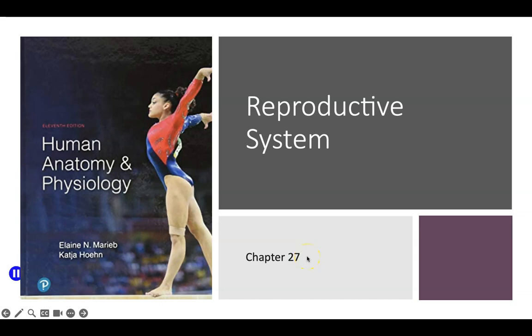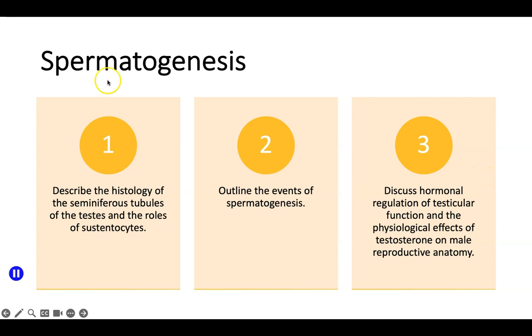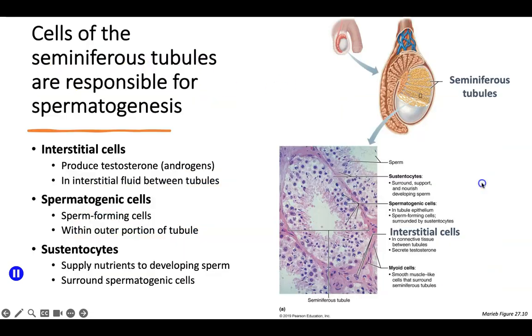In this video, I'll review concepts from Chapter 27 of Human Anatomy and Physiology, 11th edition. This chapter focuses on the reproductive system. In particular, we'll be looking at sperm formation, also called spermatogenesis. I'll remind you that sperm is formed within the seminiferous tubules of the testes. It is cells within those tubules that are producing the sperm.